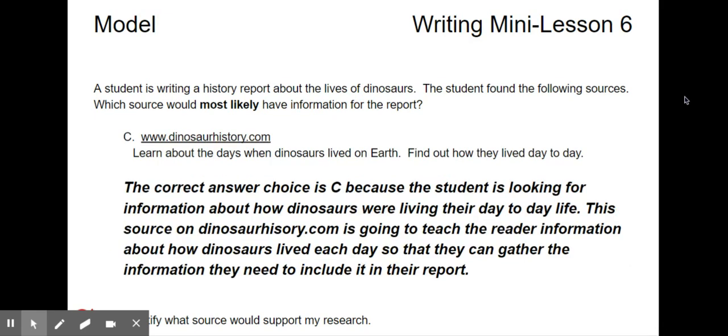The correct answer choice is C, because the student is looking for information about how dinosaurs were living their day-to-day life. This source on dinosaurhistory.com is going to teach the reader information about how dinosaurs lived each day so that they can gather the information they need to include it in their report.